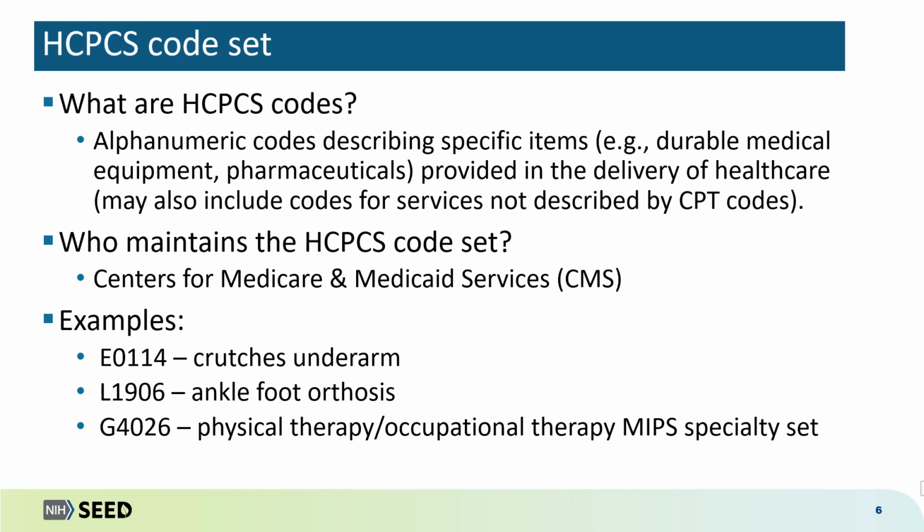HCPCS codes are alphanumeric codes describing specific items such as durable medical equipment or pharmaceuticals that are provided in the delivery of health care. Just to be a little bit confusing, you may also find that HCPCS codes describe services that are not described by CPT codes. The HCPCS code set is maintained by the Centers for Medicare and Medicaid Services, and a couple examples of HCPCS codes are the E0114, which is for underarm crutches, the L1906, which is for an ankle-foot orthosis, and the G4026, which is for physical therapy / occupational therapy MIPS specialty set.